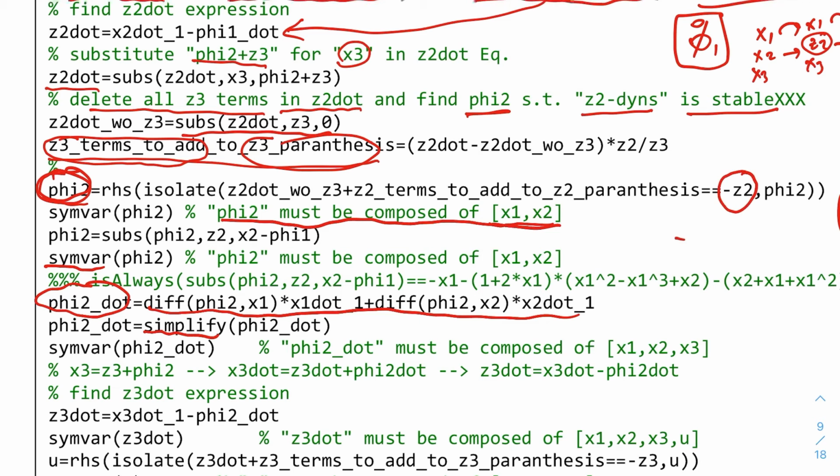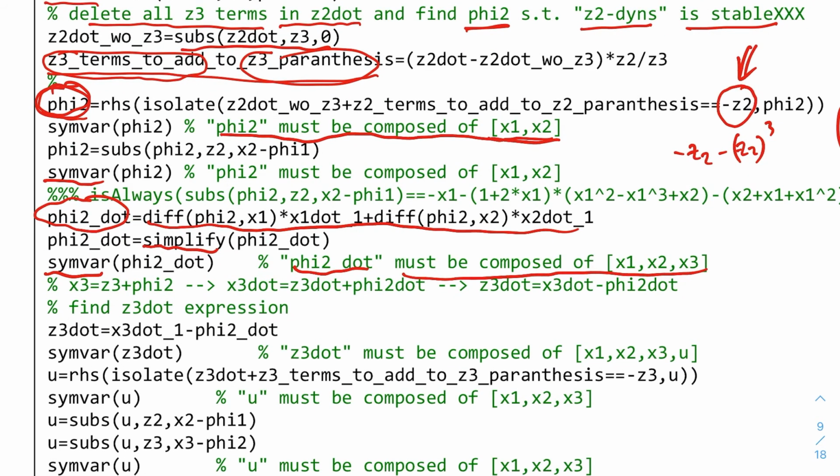For example, I write minus z2, but you could also write minus z2 to the third power, right? You can also manipulate or do some parameter selection. You can consider these as parameters that you have the ability to tune in a way. Okay, again checking the dependencies. Phi2 dot must be dependent on x1, x2 and x3.